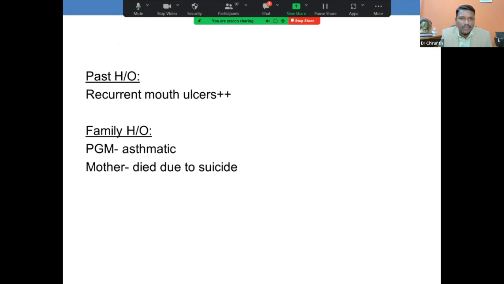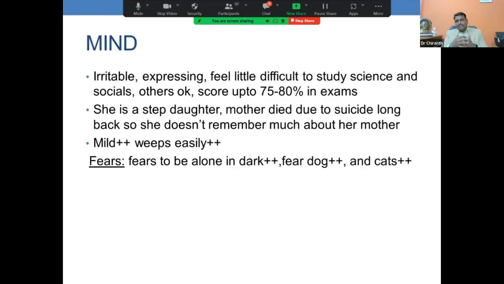And in the past history, she had recurrent mouth ulcers. And if you go to the familial history, the paternal grandmother had asthma, and the mother died by suicide, and she was taken care of by some of her relatives. And if you go into her mind, she was irritable, expressive, and feels a little difficulty studying science and social studies. Otherwise, okay, she scored 70 to 80% in her exams. She is a stepdaughter, and the mother died by suicide long back, so she doesn't remember much about her mother.